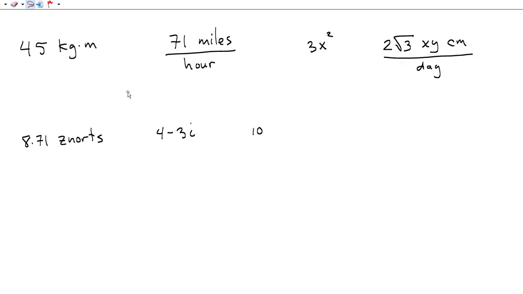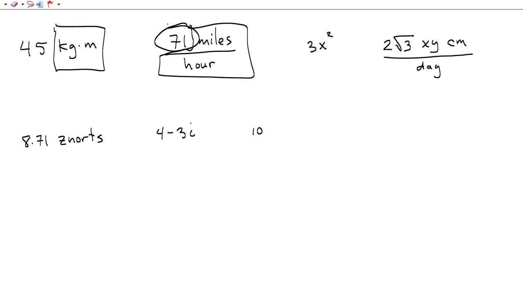For example, if we have 45 kilogram meters, what does that mean? Well, what it means is the units are kilogram meters, and you have 45 of them, whatever they are. 71 miles per hour. The miles per hour as a whole fraction is your units. Hey, you got your number. Basically, everything else that goes along with it is your units. 3 is your number. X squared. Variables act just like units, which is why if you understand units, algebra becomes kind of simple.